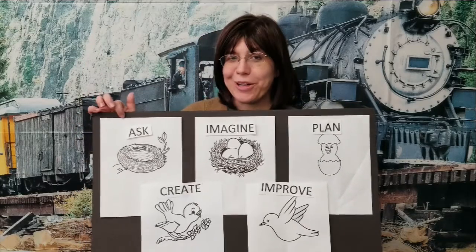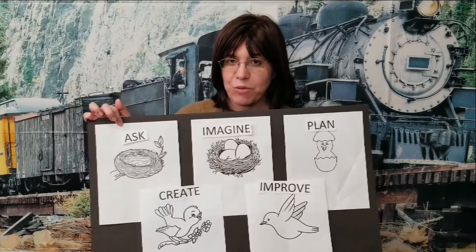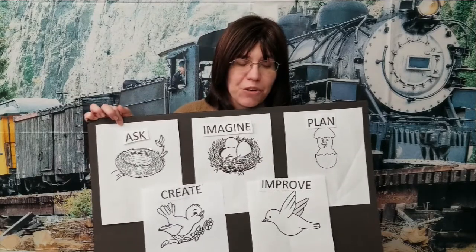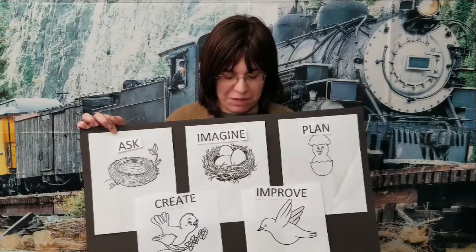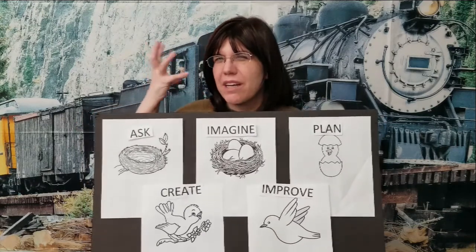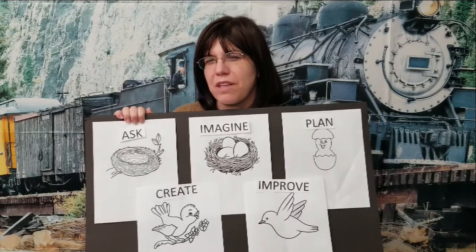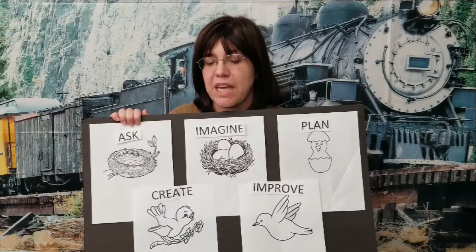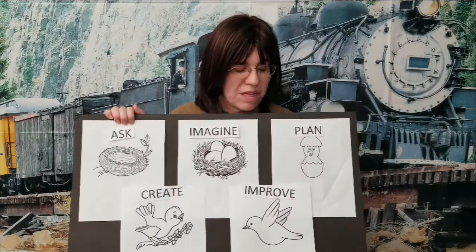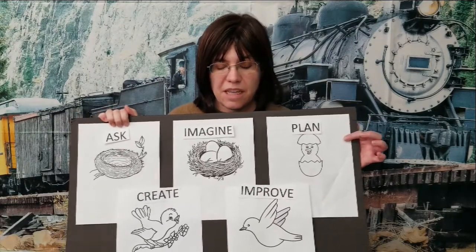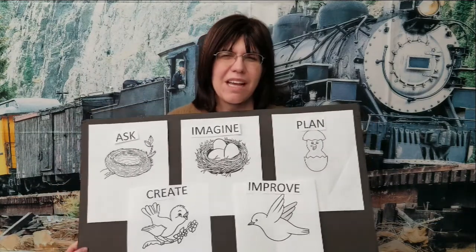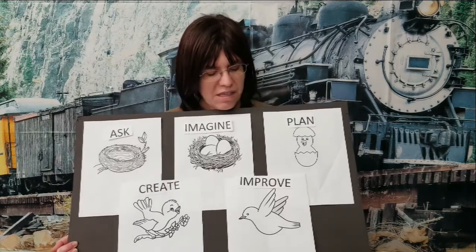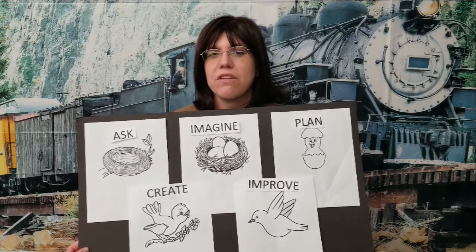Okay, so we have worked through our ask stage. We asked the questions, what materials are we going to use? In our case, we used toothpicks and marshmallows. We imagined what kind of structure we could make with these toothpicks and marshmallows that would be a geodesic dome. We made our plan and we created a geodesic dome. Now let's go to our last step here, which is to improve.